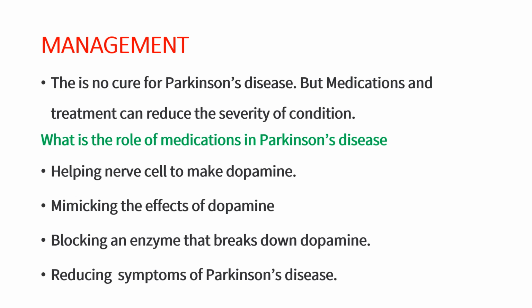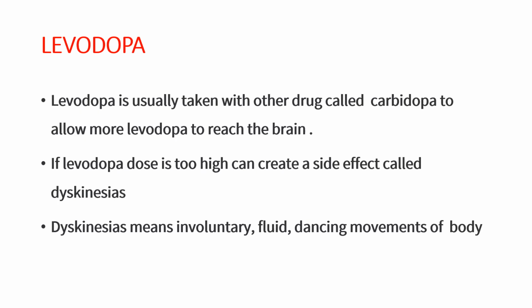This medication will help the nerve cell to make dopamine. In the first slide itself, I told you dopamine is a chemical substance which helps movement, which helps in activities, which helps to communicate information or messages from one part of the brain to another part of the brain. So what the medications will do is help the nerve cell to make dopamine or mimic the effect of dopamine, or block an enzyme that breaks down dopamine, reducing the symptoms of Parkinson's disease. Reducing the symptoms. Complete cure is impossible.